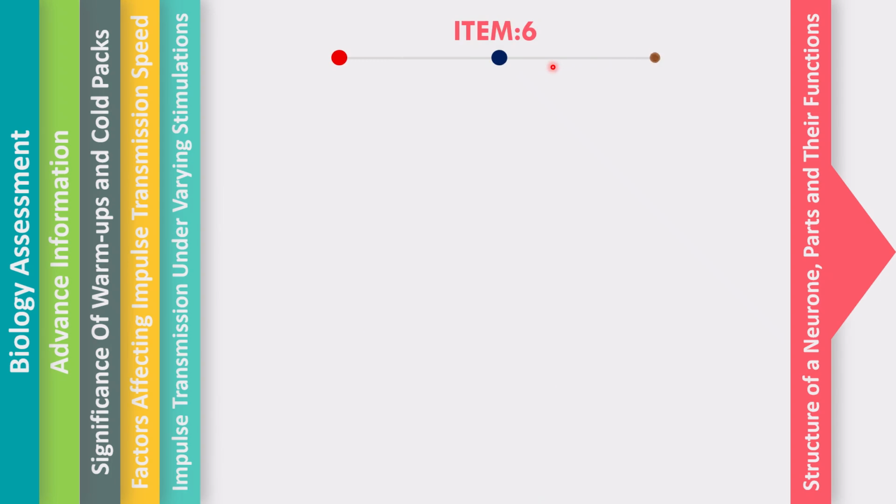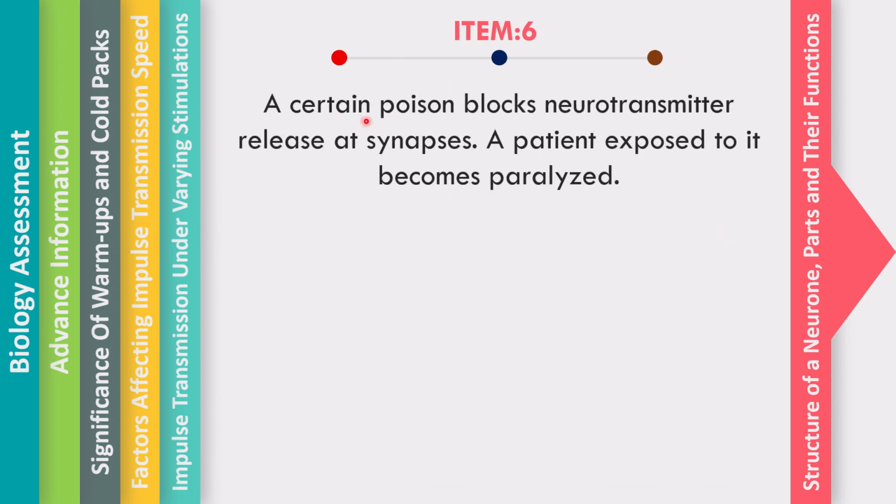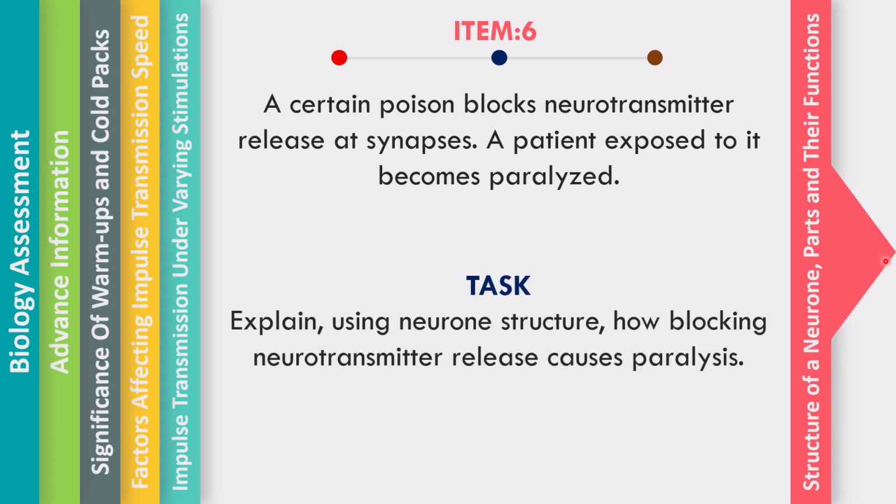Item 6. A certain poison blocks neurotransmitter release at the synapse. A patient exposed to it becomes paralyzed. Task. Explain, using neuron structure, how blocking neurotransmitter release causes paralysis.